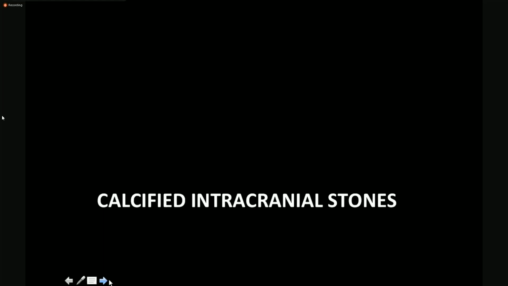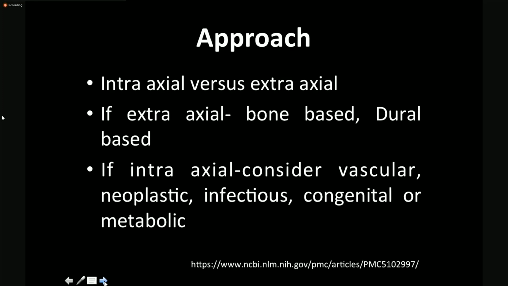ठीक है. तो when you see calcified intracranial lesions, these are basically named in literature as calcified intracranial stones. 6 से 8 केसेस की कोई एक केस सीरीज है, 2016 में AJNR में पब्लिश हुई है, and they said that if it is more than 10 millimeters, then we call them calcified intracranial stones, and when you find them, your approach should be: is it intraaxial or extraaxial? If it is extraaxial, then you will consider it as an osteoma, bone based, or a dural based like meningioma, arachnoid से जो आता है.